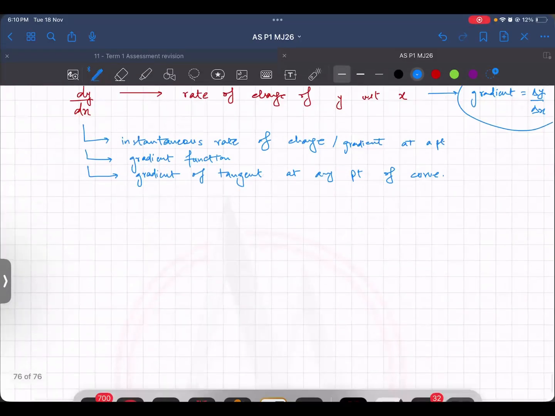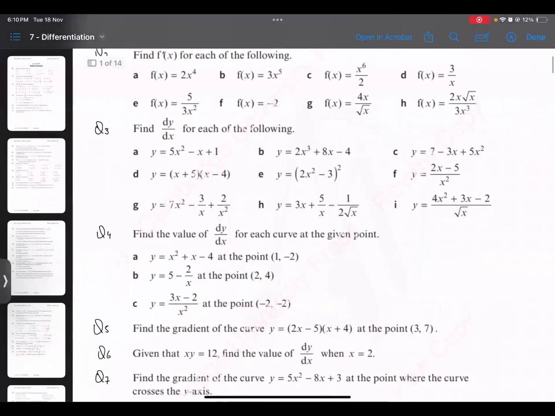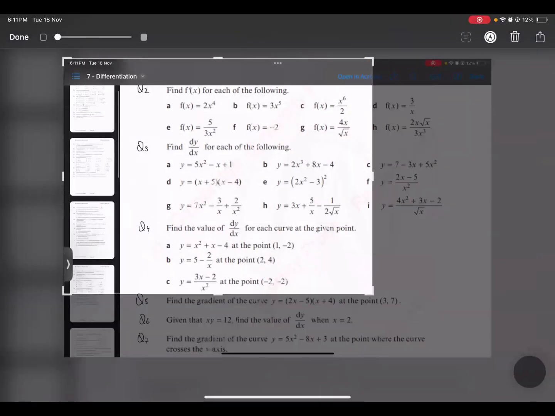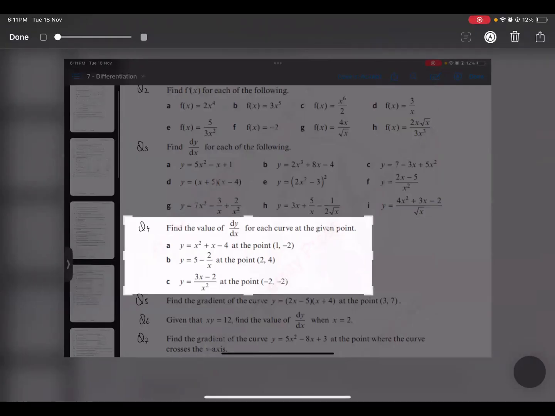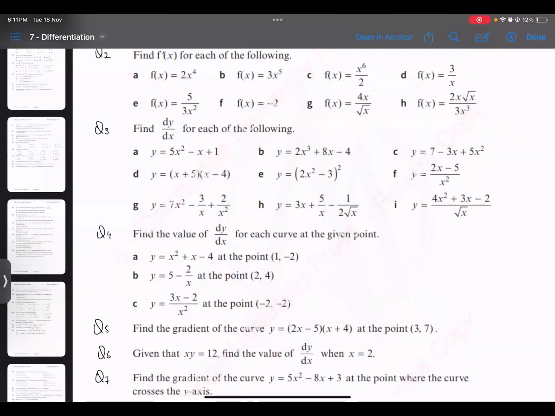So now the question over here also says find the value of dy by dx at the given point. So we would find the derivative function, the dy by dx, and then we would substitute the x coordinate, and we would get the value of dy by dx at that point.